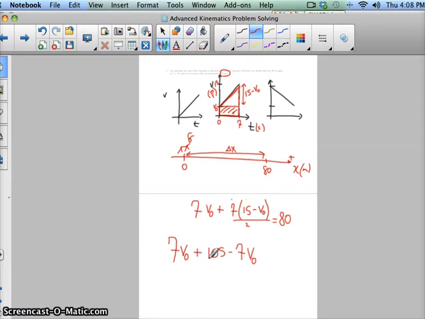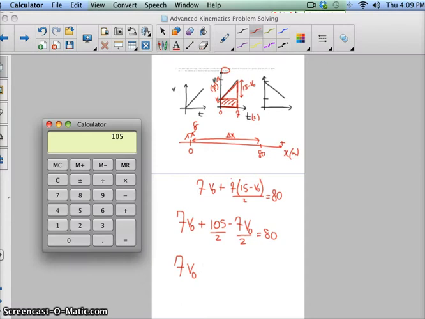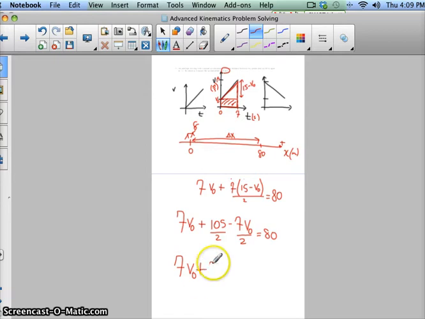And both of these are divided by 2. And that has to equal 80. Okay? So I got 7 V naught and 105 divided by 2. Let's see what that is. Divided by 2. That's 52.5. So plus 52.5 minus, now this is going to be 3.5 V naught, has to equal 80.